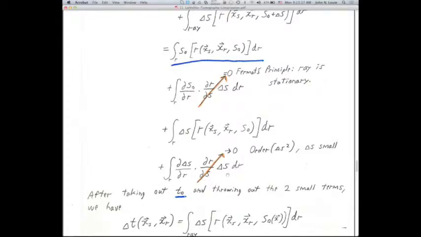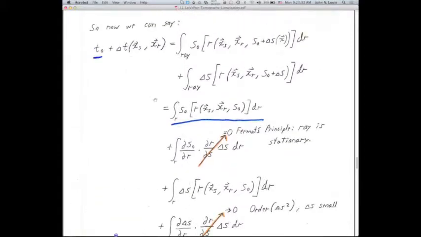If delta s really isn't small enough, and the ray really depends on it, then of course this is going to be a problem. All right. But that's the assumption we'll make for now.